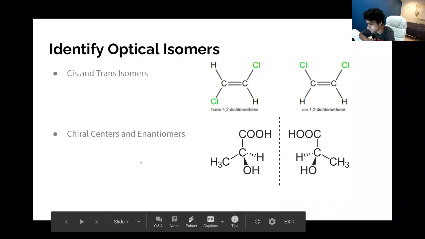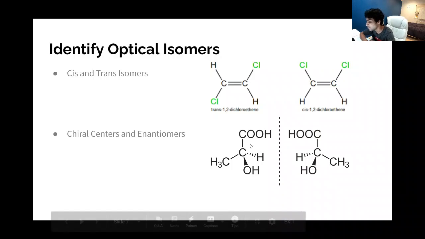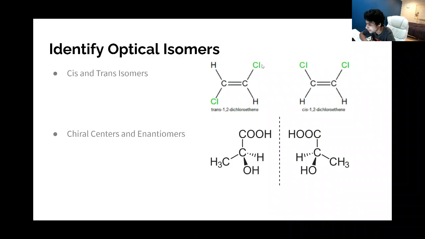And the last step is to identify any stereoisomers. If there's a double bond, you have to identify whether there are cis or trans isomers. In a trans isomer, the same groups are on different sides of the double bond, and in cis, they're on the same side.